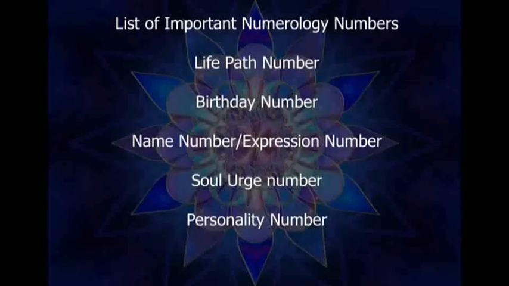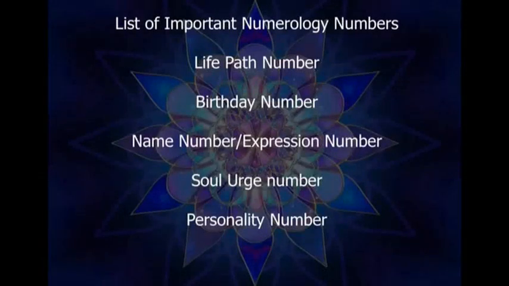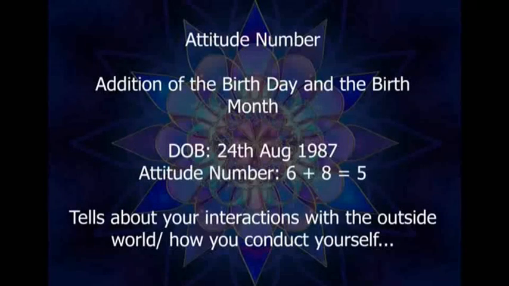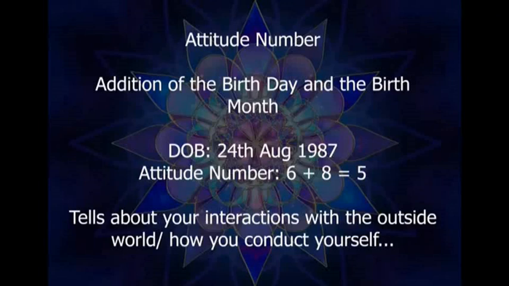Other than all these numbers, I'd like to mention a sixth number, which is the attitude number. This number is also generated from your birth date and is the addition of the birth date and the birth month reduced to a single digit. The attitude number tells how you interact with the outside world.